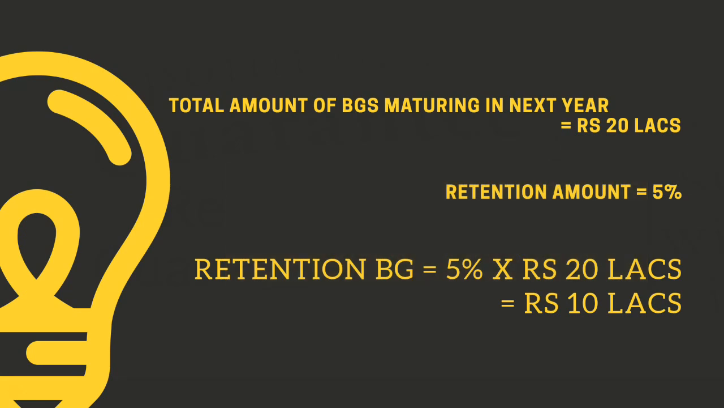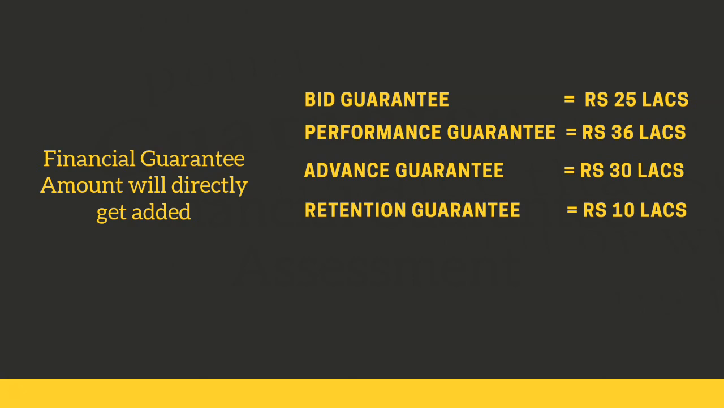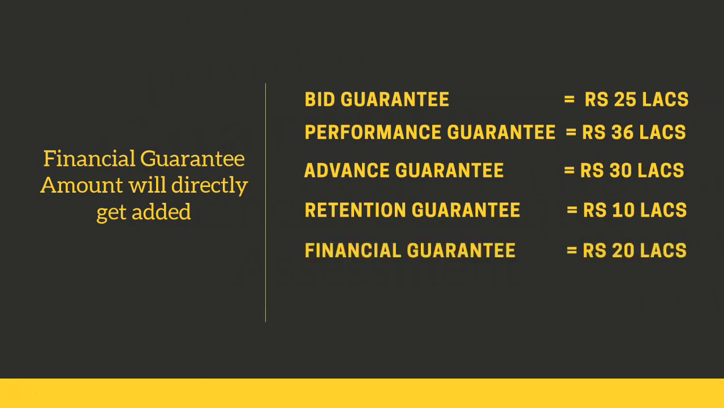In addition to all these BGs, there might be a financial guarantee which is to be submitted to the electricity department or customs. Let's say it's around 20 lakhs. No assessment is required in this. This value is more or less static. So 20 lakhs gets directly added to your BG requirements. The total BG limit required is a sum total of all this limit calculated for each category of BG.